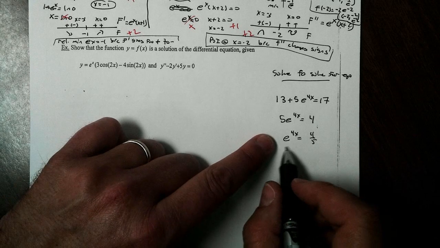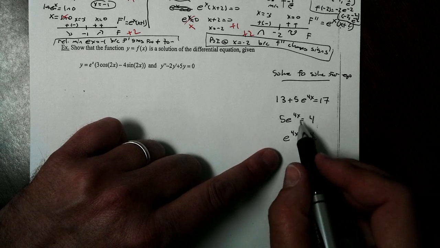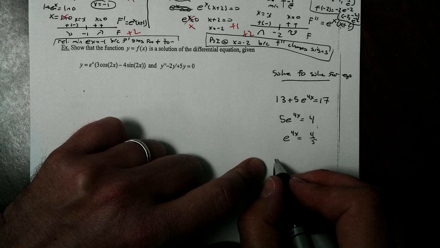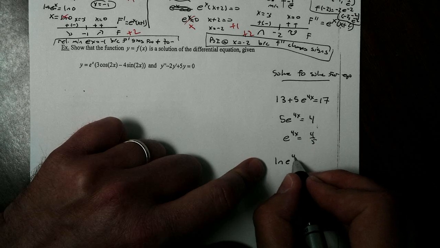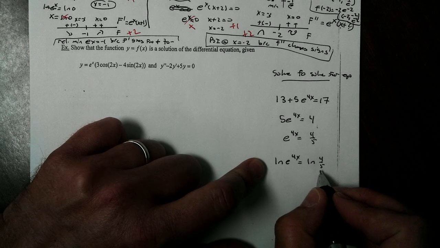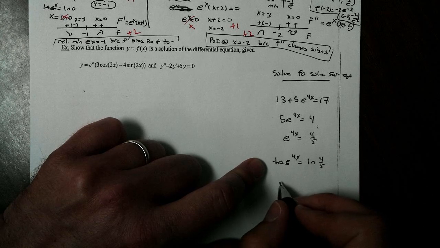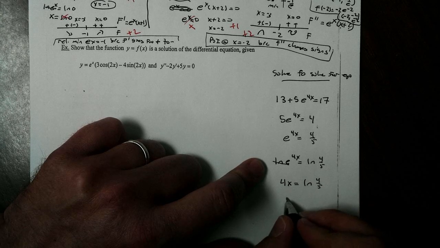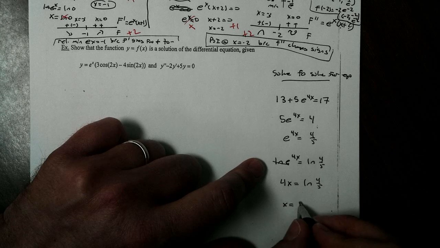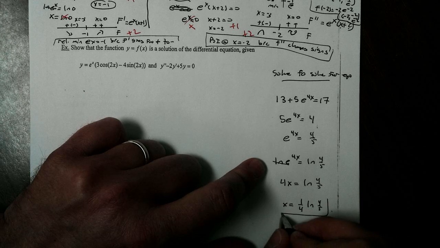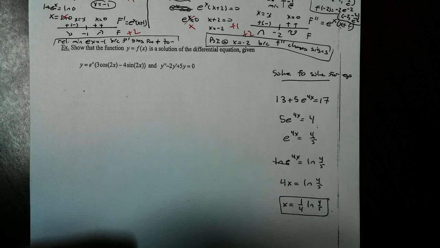And now this is the new part. This is the part from pre-cal and algebra 2. To undo exponentials, we have to log both sides. So we would get the natural log of e to the 4x equals the natural log of 4/5. And then those cancel out. And what we're left with is 4x equals the natural log of 4 over 5. And I can divide, of course, by 4. This becomes 1/4 the natural log of 4/5. Leave it alone. So practice those.